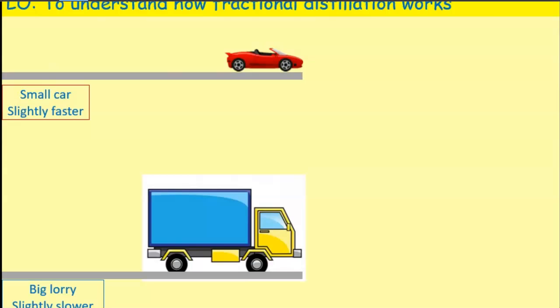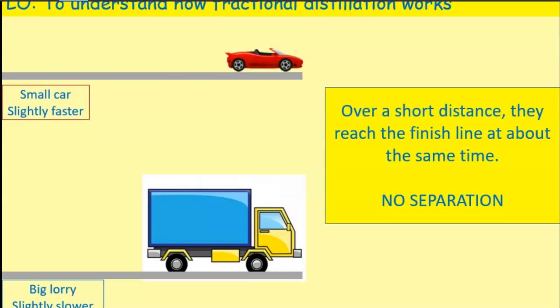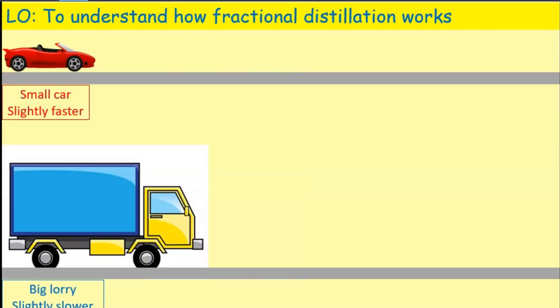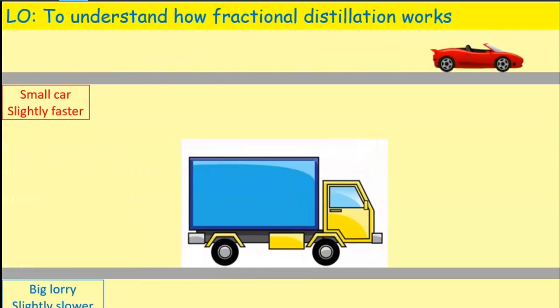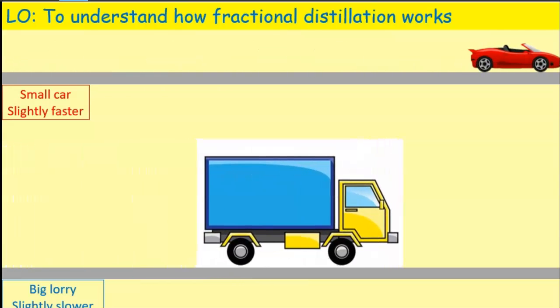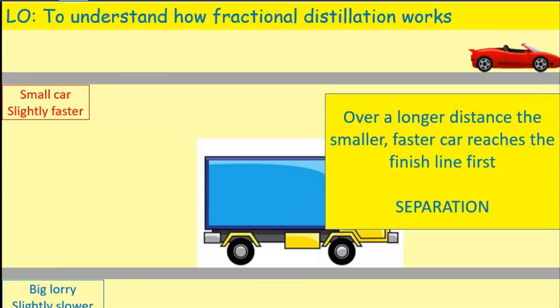So if we change our column now for a slightly longer one, okay, let's see what happens. So over a longer distance, the smaller, faster car reaches the line first. So we've got a very clear separation.